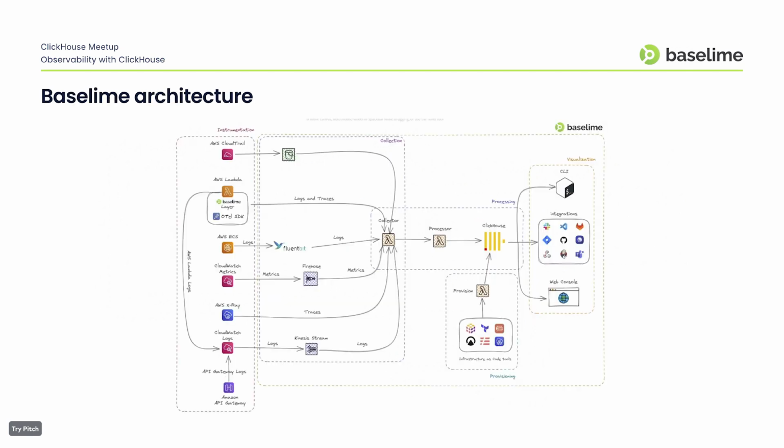And this is what the overall architecture of Baseline looks like. We have the instrumentation, which is collecting the data from Lambda functions, ECS, Fargate, all of that. The collection, which is a bunch of Kinesis streams pointing all to the same Lambda function. Then we are transforming and processing into ClickHouse, with visualization through the CLI, the web console, or integrations. And my favorite one, the provisioning, either through our Baseline CLI or any of your favorite infrastructure as code provider.